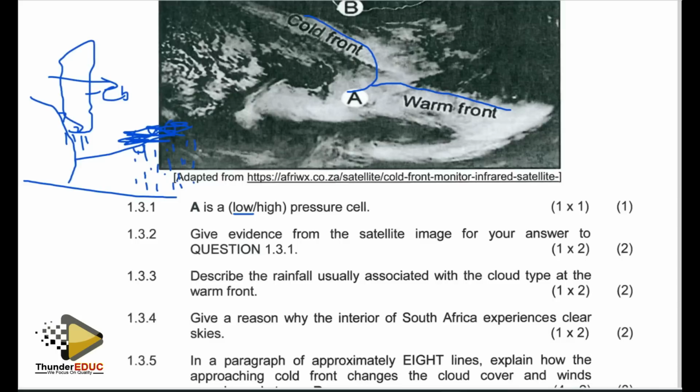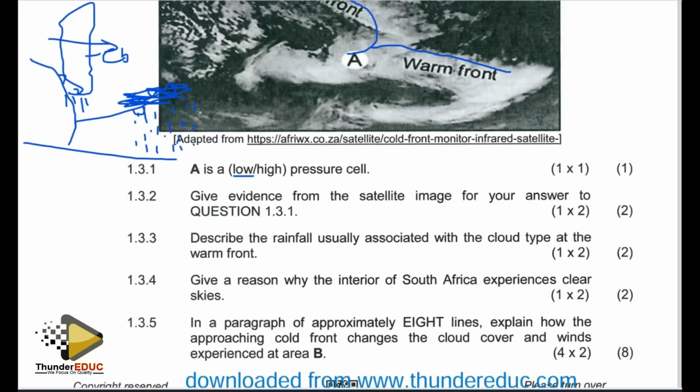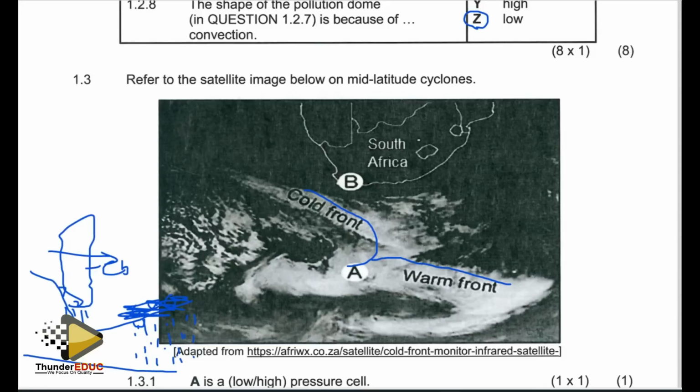We move on to number 1.34. Give a reason why the interior of South Africa experiences clear conditions. If we check on this map, the interior here is basically clear. Why is it clear in that instance? We can relate it to the coming of this weather system here.